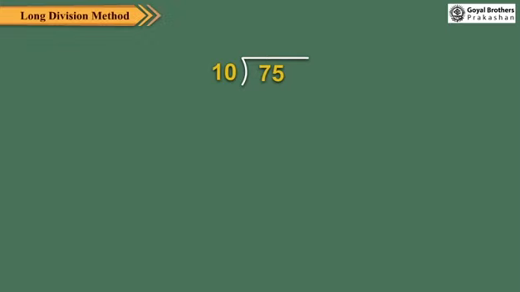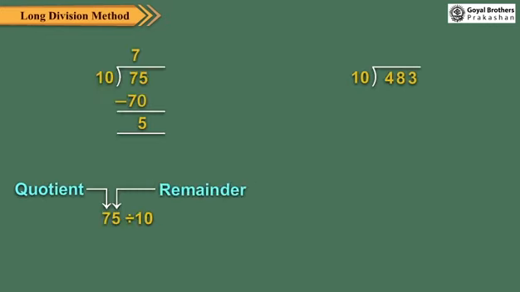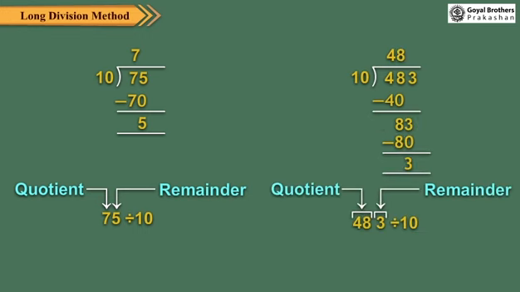Let us now divide by 10 and 100. Let us divide 75 by 10. Let us divide 483 by 10. We see that when a number or a dividend is divided by 10, the quotient is obtained by removing the ones digit from the number or the dividend, and the digit at ones place is the remainder.